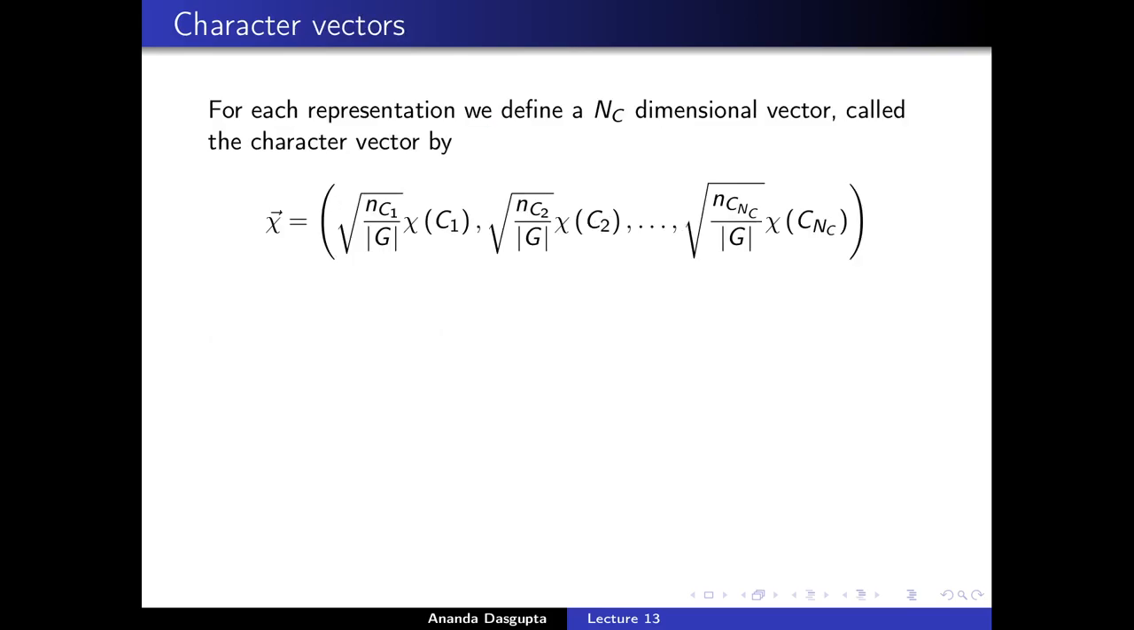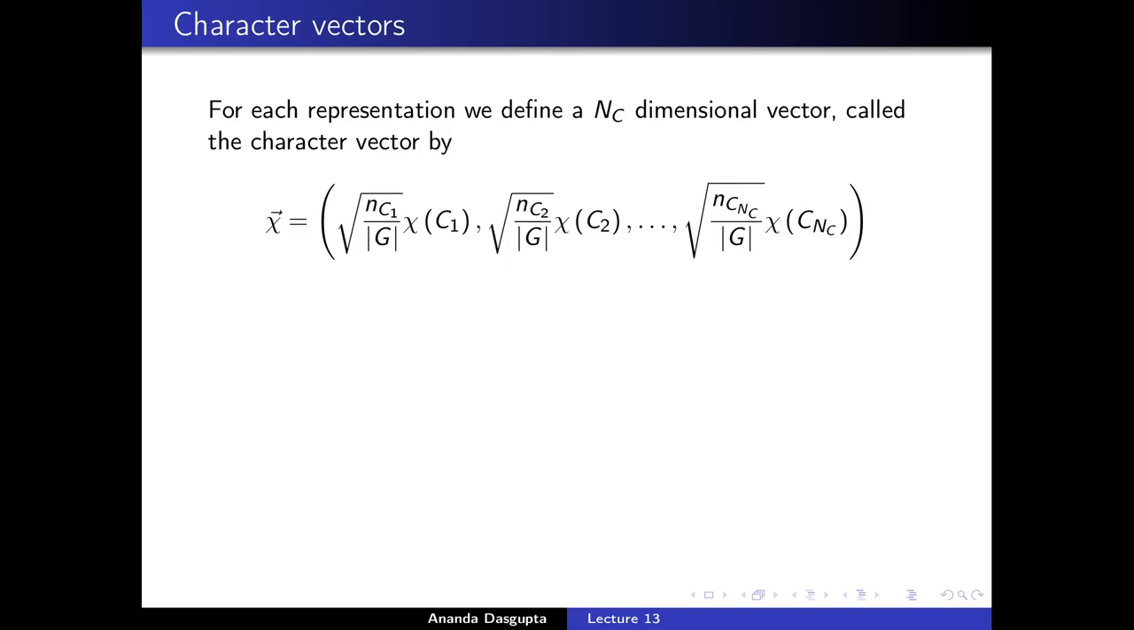What we can do is represent the character not as a mod G dimensional vector with one component for every group element, but with an NC dimensional vector with one component for every class. In addition, we can make the orthogonality relation between characters look even more like our ordinary inner product orthogonality rule by redefining the contribution from each class by adding an extra factor. That is, instead of saying the component corresponding to the class C1 is chi C1, we say it's root over n C1 by mod G times chi C1. Similarly, the contribution for the second class will be root over NC2 by mod G chi C2, and so on.